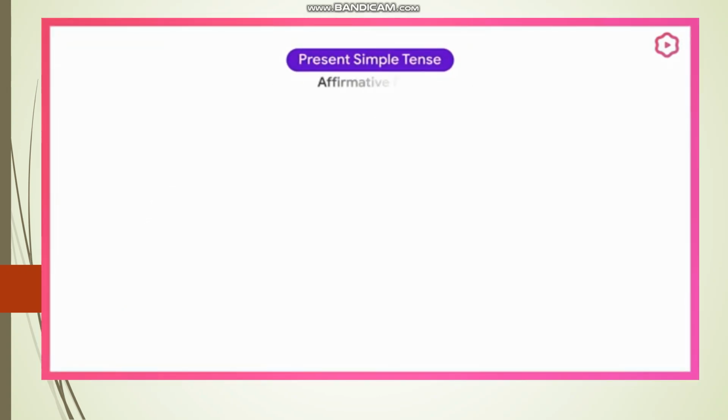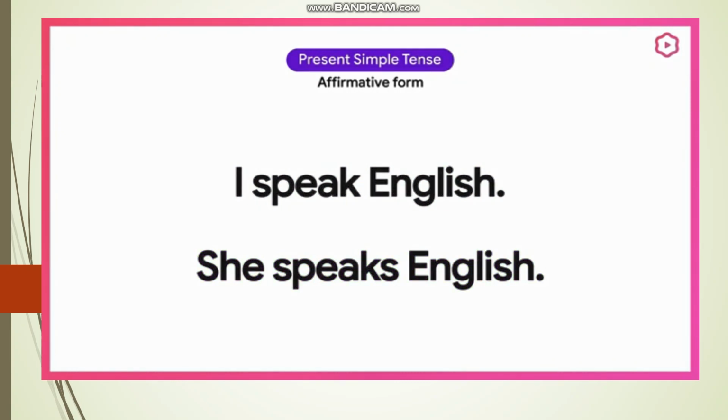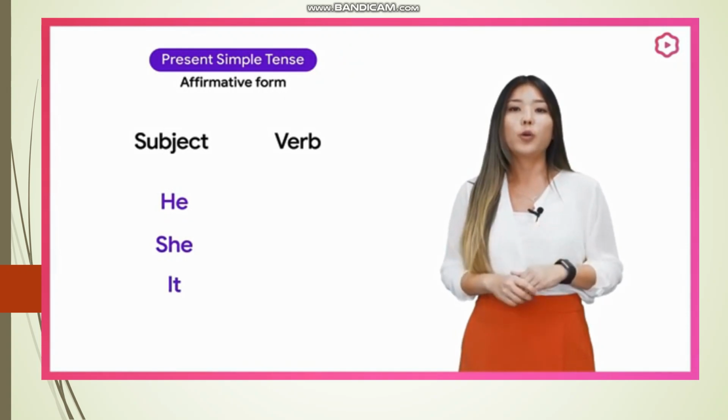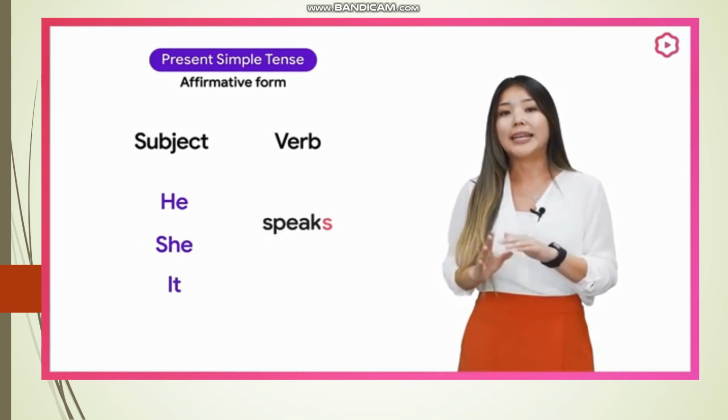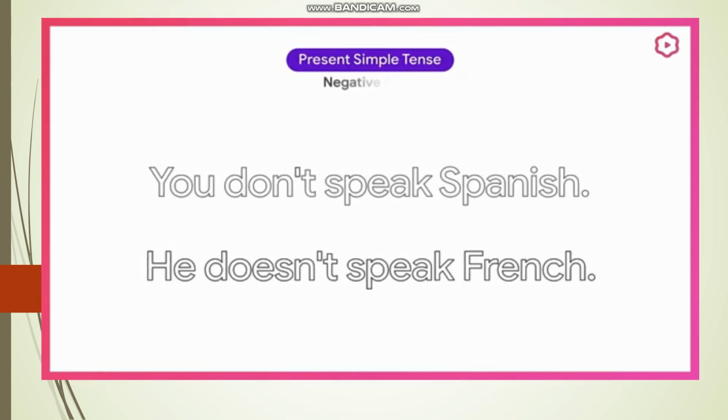Let's take a look at the affirmative form. I speak English. She speaks English. Do you notice the difference? In the second example, there's an S at the end of speak. Why do we do that? That's because the subject is she. When the subject of a sentence is he, she, or it, we add an S, sometimes an ES to the end of the verb.